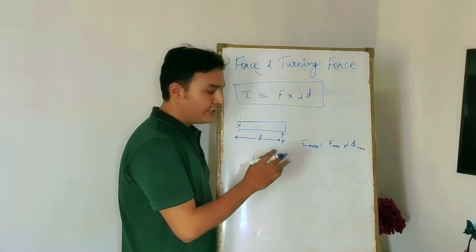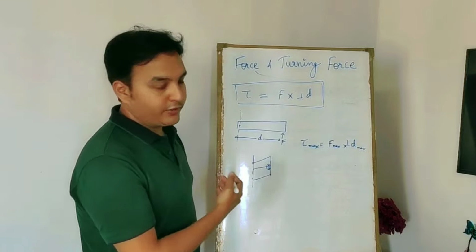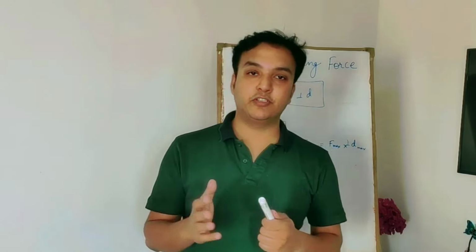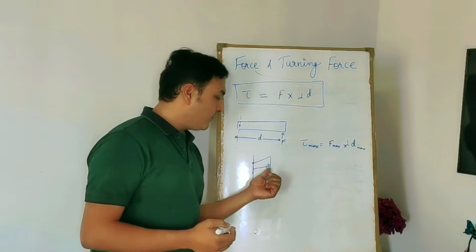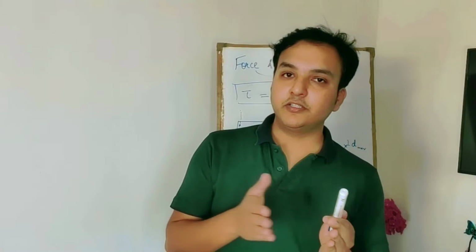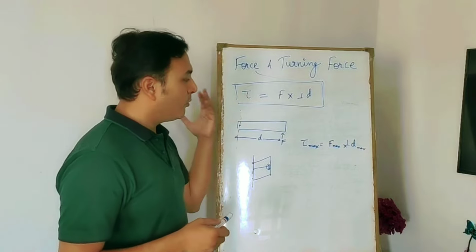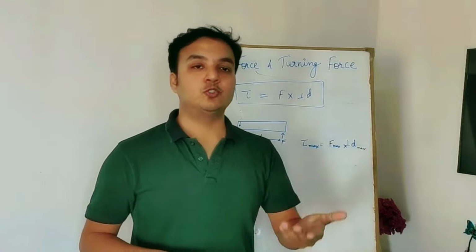And why is this handle attached at the corner? This handle is always attached at the corner, not at the center. Why? Because in order to get the maximum perpendicular distance, try sometimes applying force somewhere here. It will always be easier to open or close the door if you apply a force at the corner side. Why? Because the perpendicular distance is maximum. So in order to get a maximum torque, the force should be maximum and the perpendicular distance should also be maximum. Then only can we get the maximum tau.